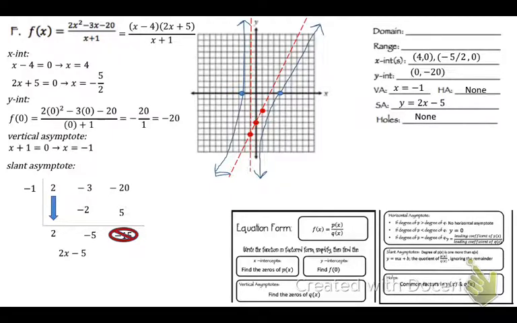My domain here, negative infinity to 0, and then 0 to infinity. That's wrong. I'm going to put the range up there too. This should be negative infinity to negative 1, and then negative 1 to infinity. Okay, and then my range is negative infinity to positive infinity. Cool.